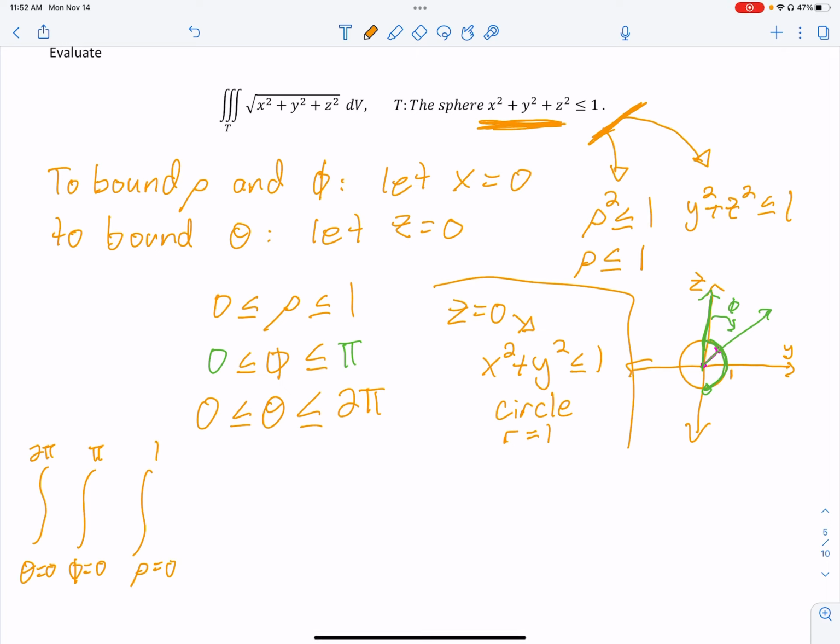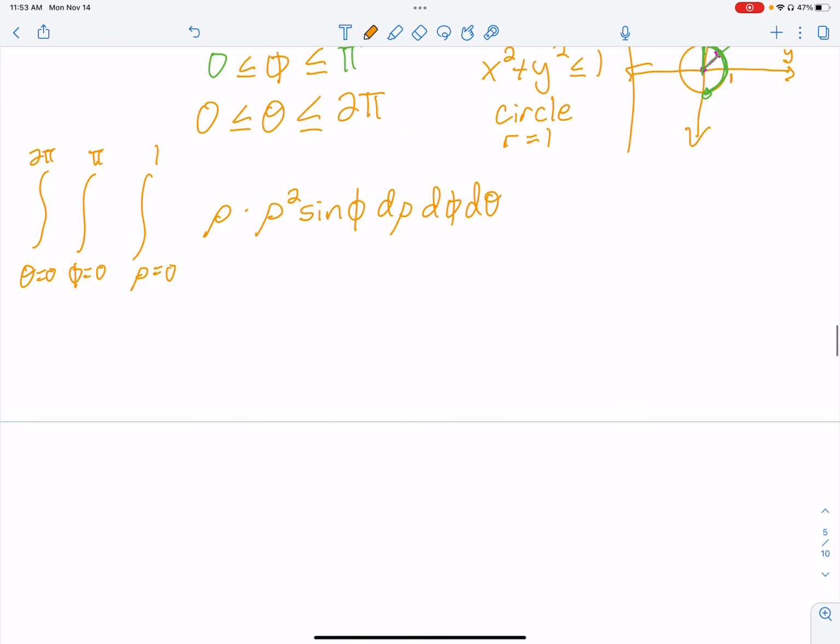We have to replace that whole inside. That whole inside there is equal to rho, then rho squared, and then the square root of rho squared is rho. And then I have to introduce the Jacobian that we're going to talk about soon: rho squared sine phi, and then d rho d phi d theta. All right, we're going to work this out.